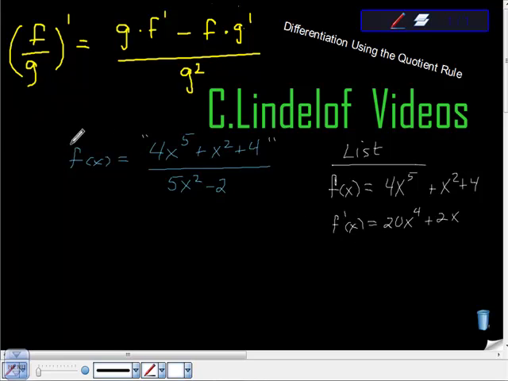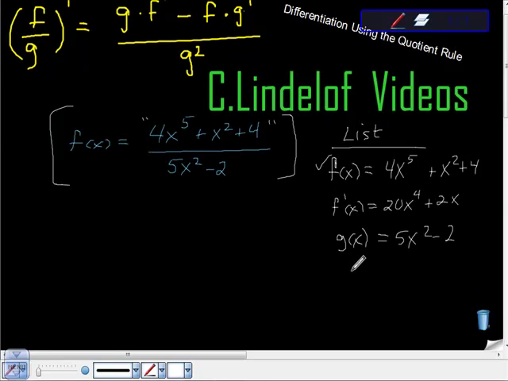So here's our function right here. We want the derivative of this whole thing. First thing I'm going to do is start gathering my pieces. I need the top function, which I outlined here. I need its derivative, and the derivative of this is this. I need the bottom function, and the bottom function is, just like it says there, 5x squared minus 2. I'm going to take the derivative of that function, and the derivative of that function is, right, 2 times 5 is 10, so it's just 10x, isn't it?